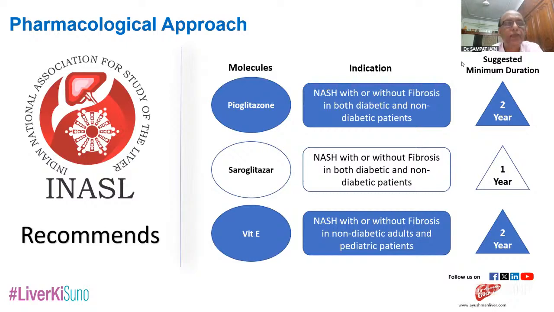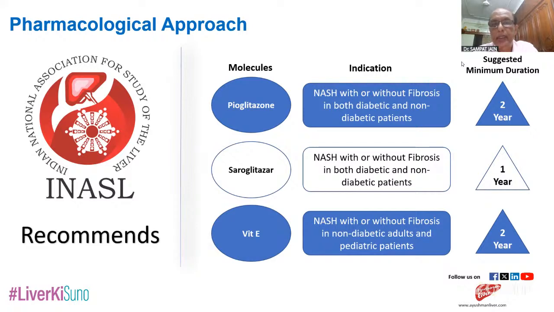Now, finally, we come to the pharmacological approach. We have certain drugs in our hand to deal with this MASH or MASLD. One is pioglitazone, a PPAR gamma agonist, which is used in diabetic patients. For NASH with or without fibrosis in both diabetic and non-diabetic patients, you can use pioglitazone for a minimum duration of 2 years, and it definitely helps in regression of NASH with or without fibrosis.